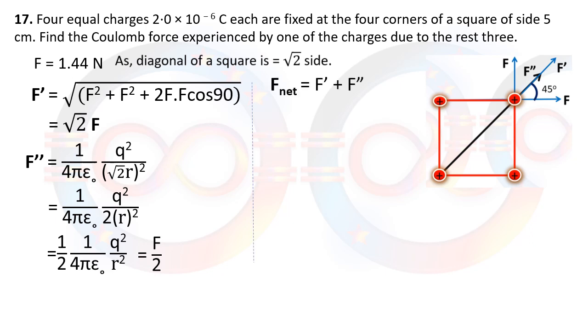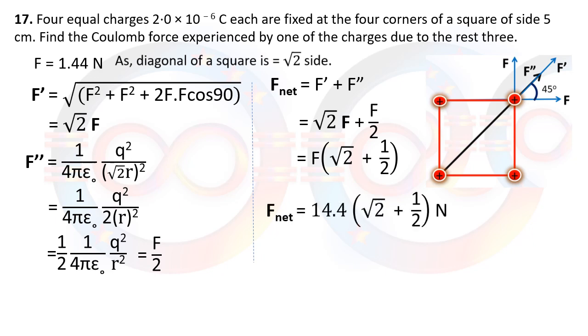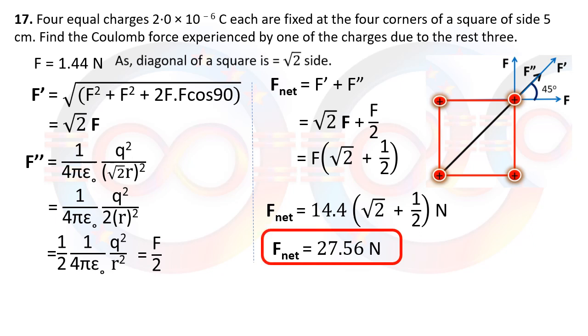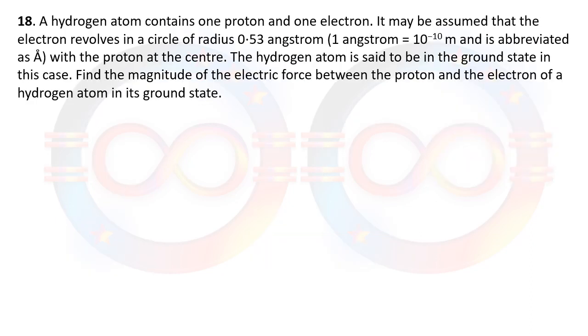So the net force will be F dash plus F double dash, and then it will be root 2F plus F by 2, F common, root 2 plus 1 by 2. The F value we have is 14.4 into root 2 plus 1 by 2, and after taking the value of root 2 as 1.414 and 1 by 2 as 0.5, if we multiply, the answer will be 27.56 Newton, and the direction you can see is diagonally outward.